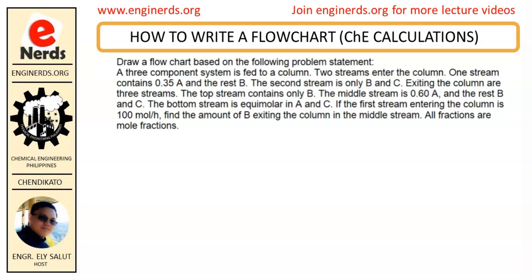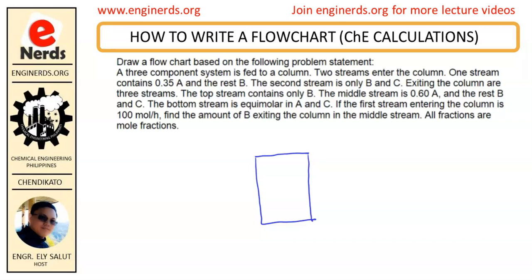Okay, so let's begin. So draw a flowchart based on the following problem statement. A three-component system is fed to a column. So in here, we have a three-component system, no? And then it says there are two streams entering the column. Okay, so ang una natin gagawin is i-draw muna natin yung column natin. So let's say this is our column. And then sabi meron daw two streams entering the column.